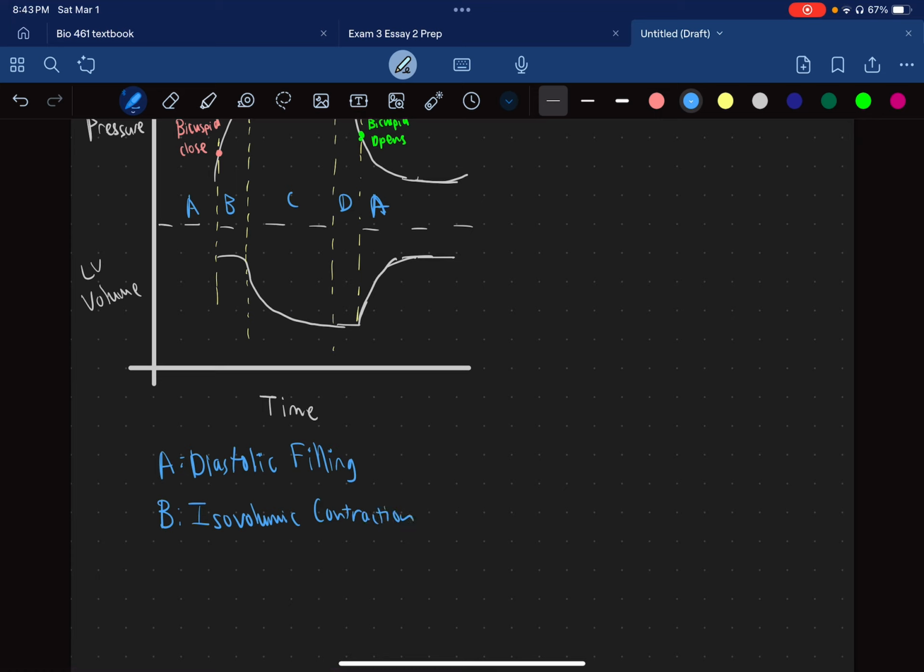This is where pressure is increasing, the heart's contracting, but volume is not changing. Then C is going to be our ejection of blood. And then D is going to be our isovolumic relaxation.